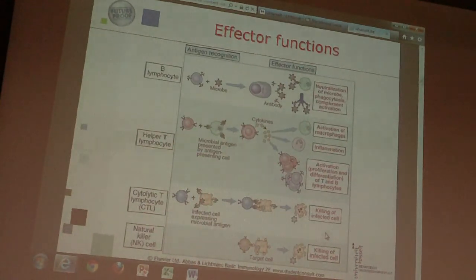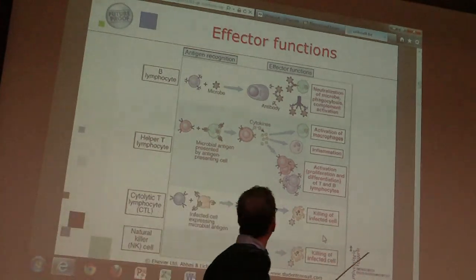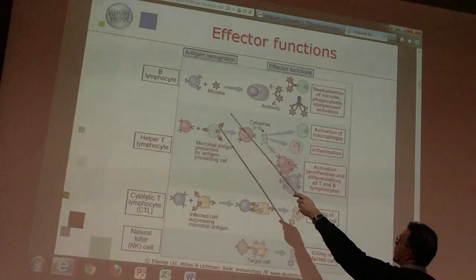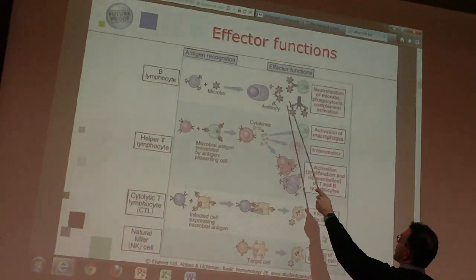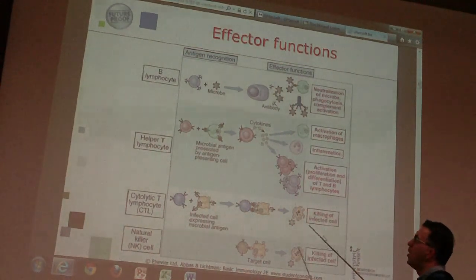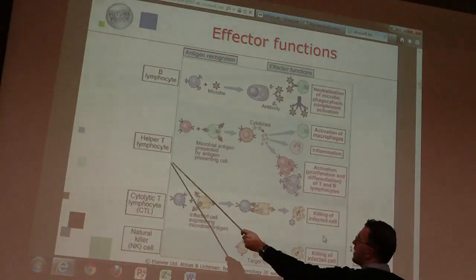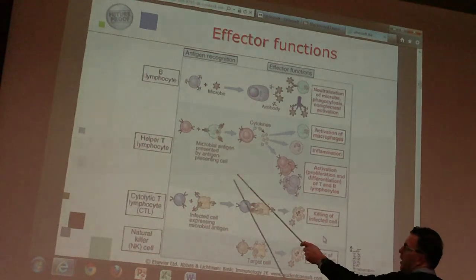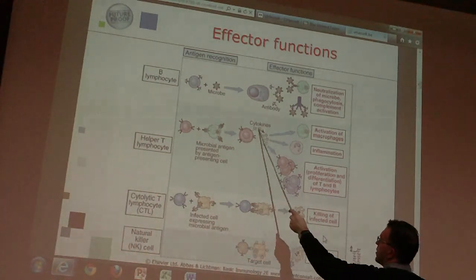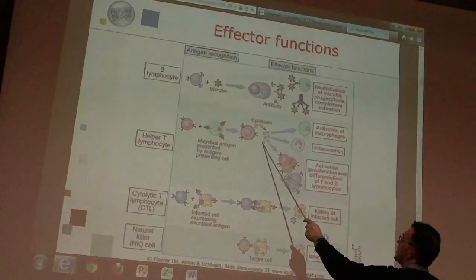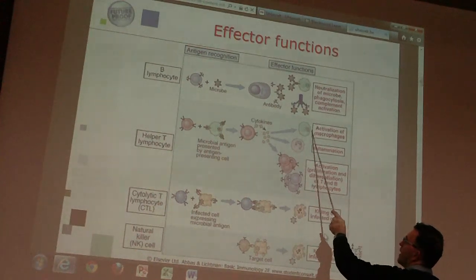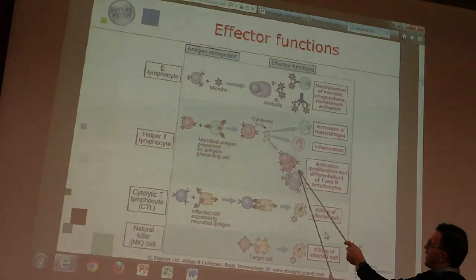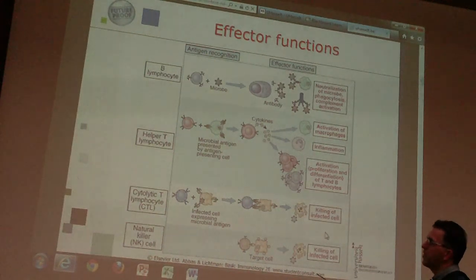Okay, so what are the effector functions? For B cells, for humoral immunity, you have antibody production, and you have complement activation. If you look at the helper T cells, so the CD4 T cells, they are mainly, like the word says, helper T cells, so they secrete a lot of cytokines, and those cytokines can activate macrophages that can induce inflammation. They can also activate cytotoxic T cells or B cells.